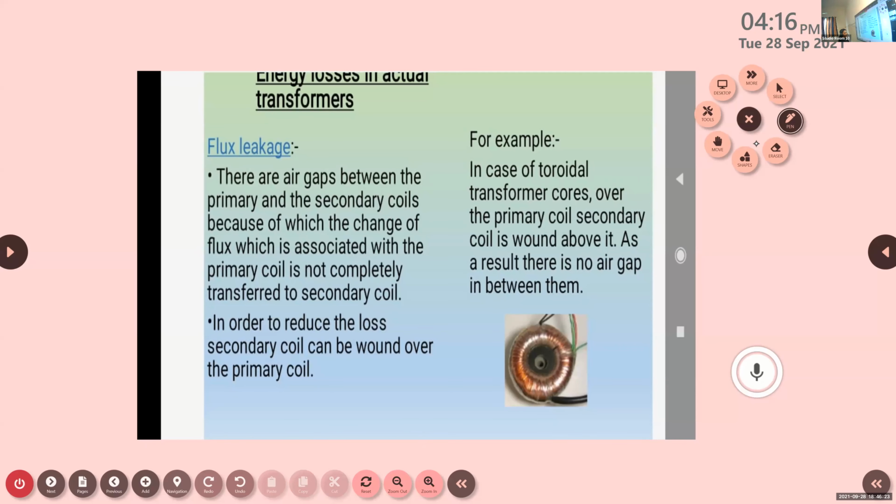Can I change the slide? Yesterday I sent the notes of the alternating current, so you can find the similar points. The same thing is there. Hello, mic testing. Can I change the slide? Yes, ma'am.